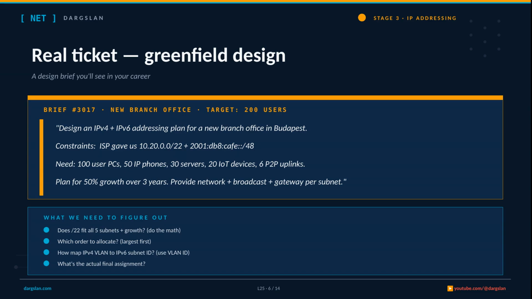4 questions to answer. Does the /22 actually fit? What order do you allocate? How do you tie VLAN IDs into the IPv6 subnet ID? And what does the final table look like?